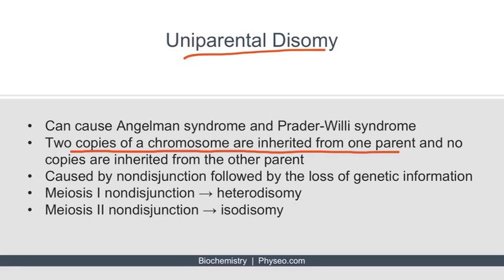Normally, one copy of chromosome 21 is inherited paternally and one copy is inherited maternally. However, if both copies are inherited maternally, then this is called uniparental disomy. Uniparental disomy is caused by non-disjunction, followed by the loss of genetic information. Non-disjunction during meiosis 1 results in heterodisomy, and non-disjunction in meiosis 2 results in isodisomy. Let's pull up a figure so you can see what I mean.